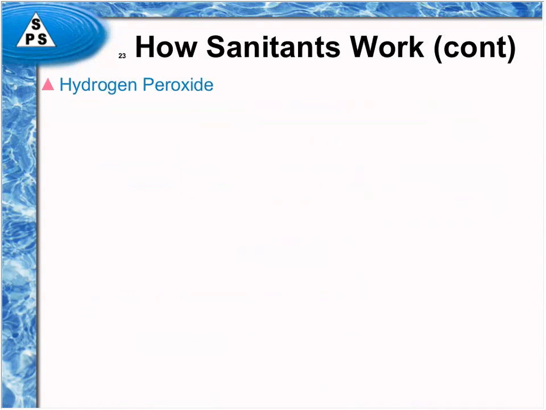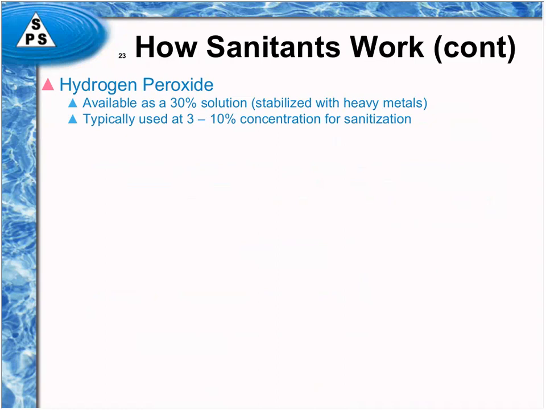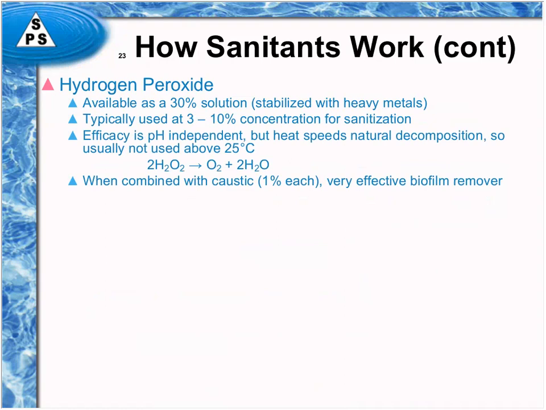Hydrogen peroxide is an aggressive sanitant. It's available as a 30% solution, but it's stable only because it's stabilized with heavy metals, usually tin or zinc. Typically, it's used for sanitization at concentrations ranging from 3 to 10%. 10% if you're really trying to nuke something.